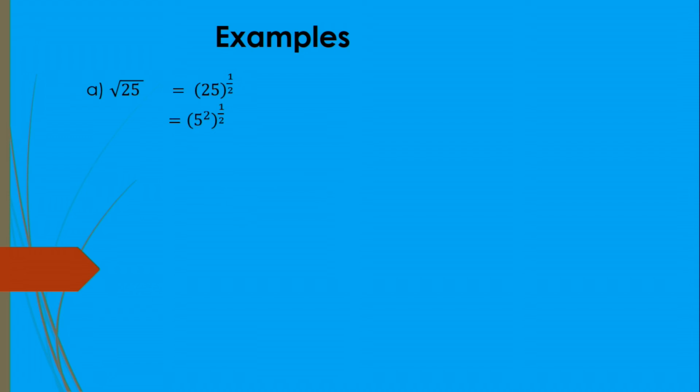Now let's have a look at some examples using fractional indices. First, evaluate the square root of 25. So 25 power half is the same as the square root of 25. Writing 25 in index form, you have (5 power 2) power half. Multiplying 2 by half, the 2 will get cancelled. So the answer is 5.